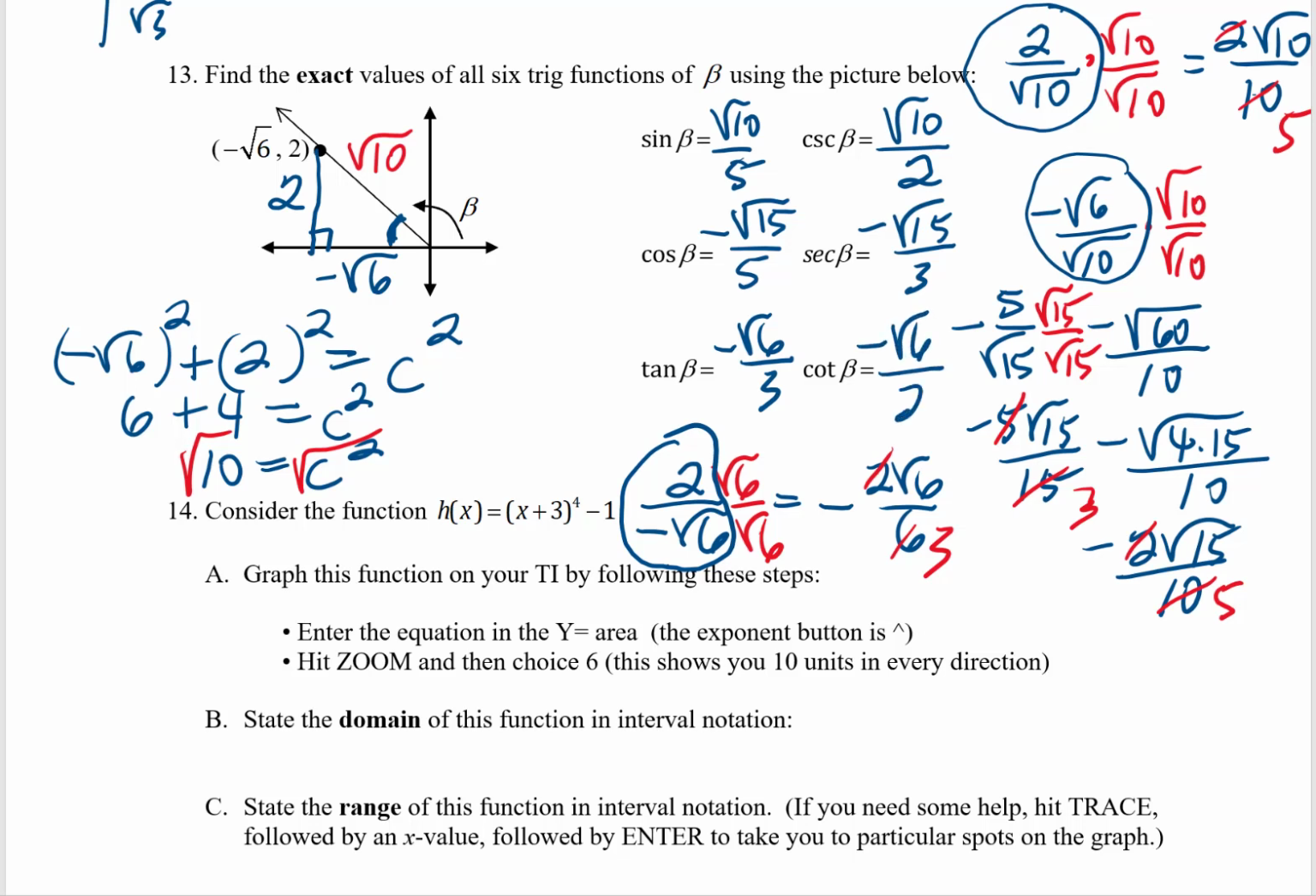Negative root 6 over 2. And so here then are the 6 final simplified answers.